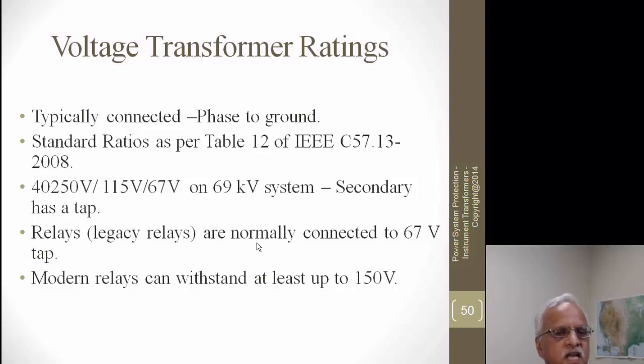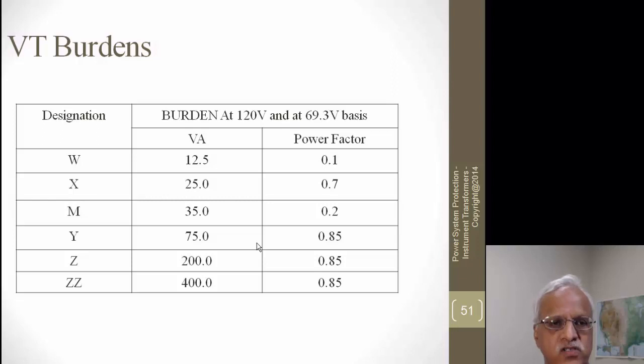Most of the electromechanical relays could not take voltages more than this, but modern relays can now go as high as 300 volts. Here I have specified it as 150, but I now know that it can go as high as 300 volts.